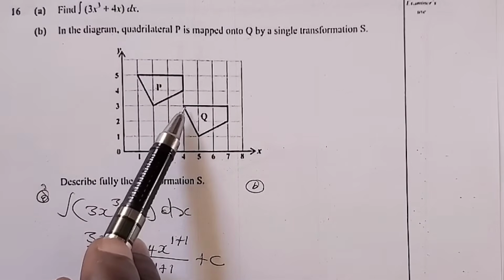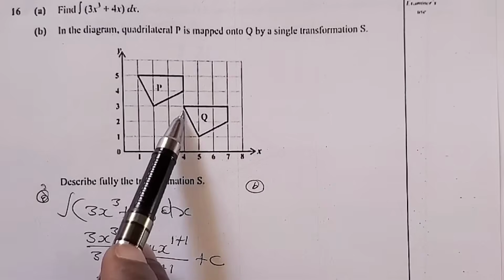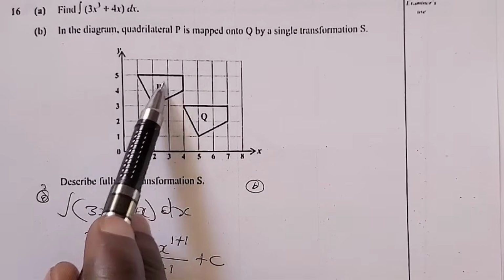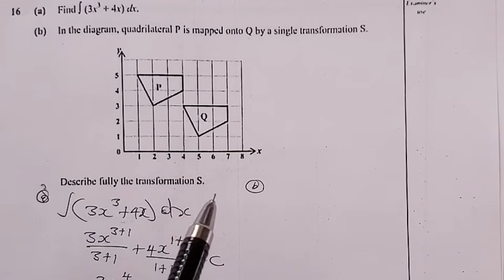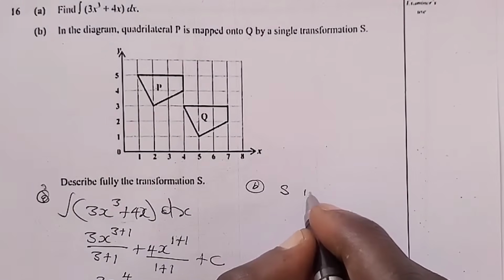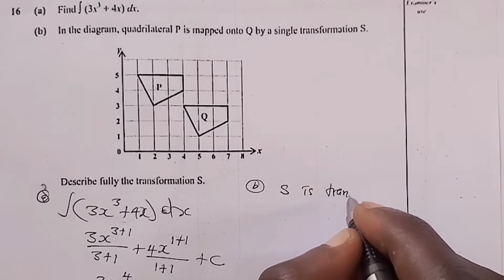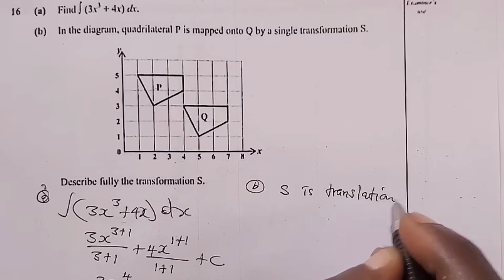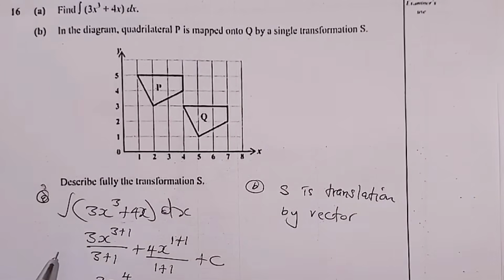Now the question is, is the shape the same? Yes, the shape is just the same. It has just changed position, meaning it is a translation. So just say S is a translation by vector. Let's now look at this. Get a single point. Let's take this single point.